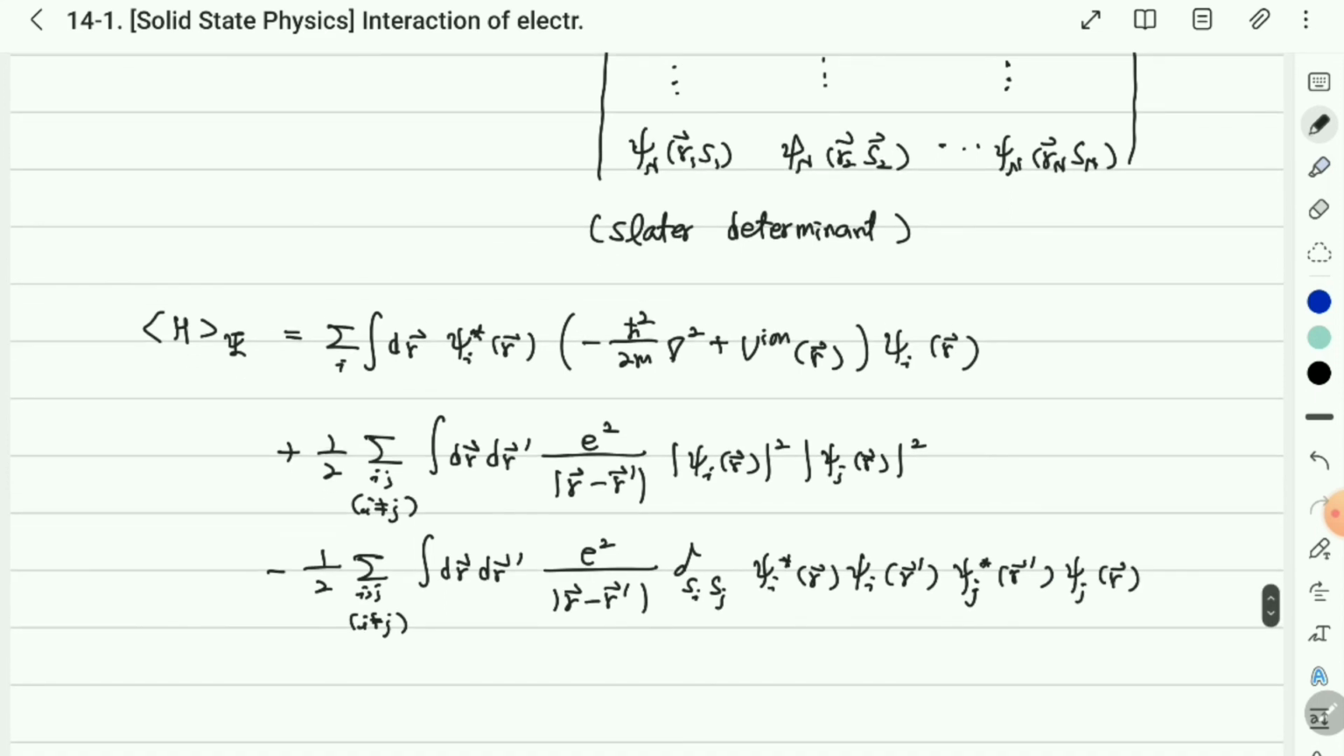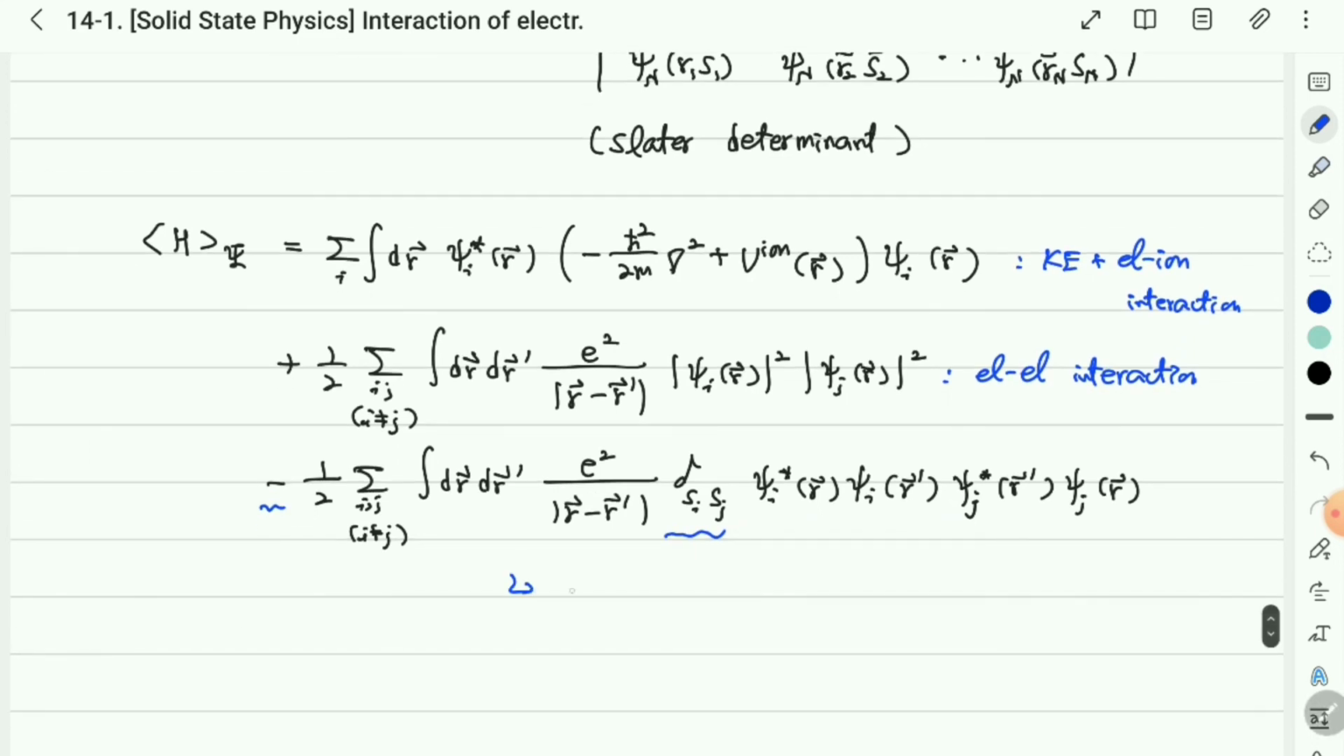Here it seems a little bit complex. I will say the first term is the kinetic energy plus the electron-ion interaction. The second term is the electron-electron interaction. And the third term includes the Kronecker delta of s_i and s_j. It means that the same spin should exclude the same spin state. Because in the Pauli exclusion principle, the same spin state cannot occupy a single quantum state. Therefore, we should subtract the same quantum state, same spin state. Therefore, it is the subtraction by the Pauli exclusion principle.